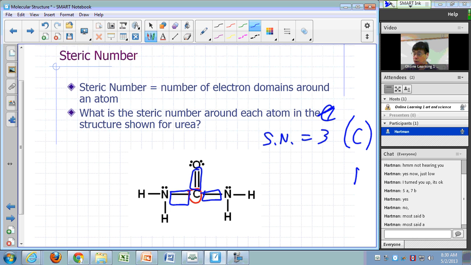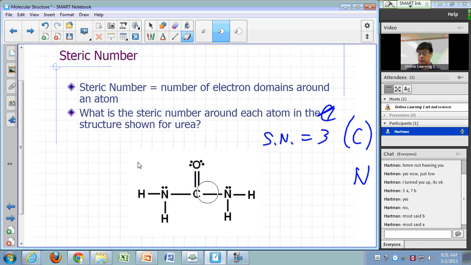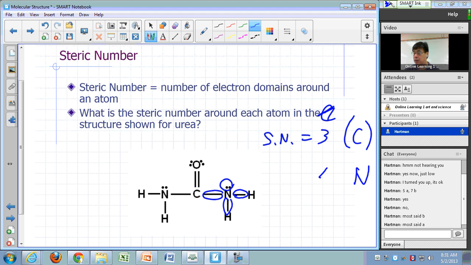For nitrogen, let's look at this nitrogen. What's the steric number for this nitrogen? It will be 1, 2, 3. So that's 3 bonding pairs, 3 single bonds, and the lone pair counts as another group. So the steric number for nitrogen here is 4. Okay, what's the steric number for oxygen here? That lone pair counts as one group, that lone pair counts as another group, and this double bond counts as another group. So for oxygen, the steric number is 3. Okay? Steric number simply refers to the number of electron domains around the atom.